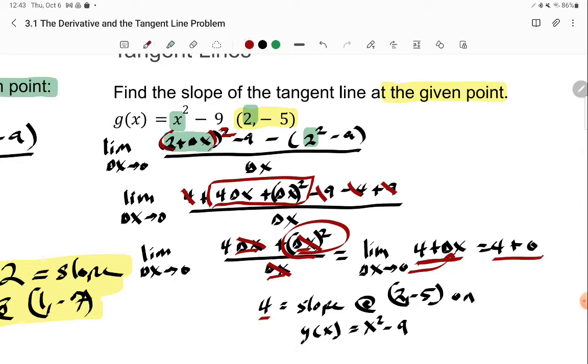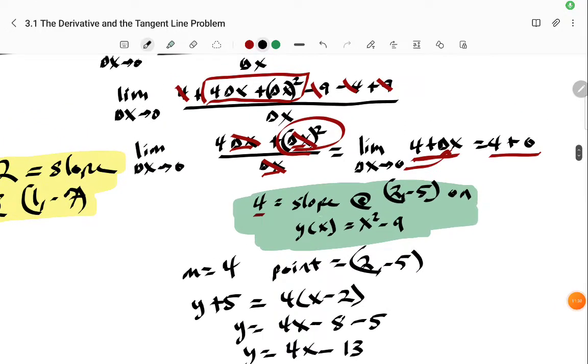And so our final answer is that the slope is 4 at (2, -5) on the line g of x is equal to x squared minus 9. So if you graph that and look at (2, -5), and draw a line with the slope of 4, it would be the perfect tangent line at that point.